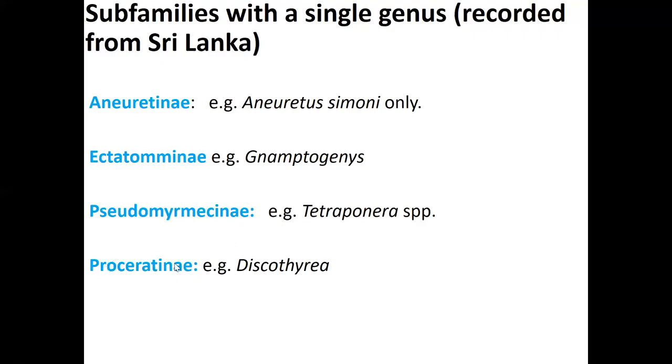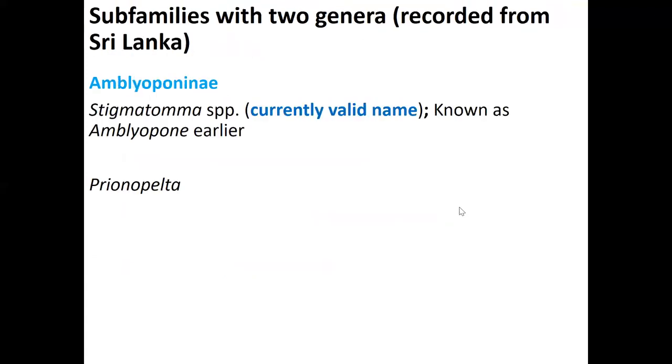And this one recorded in 2018, Proceratiinae, because only one Discothyrea specimen was found. But then it's not a very good specimen. But we found it, we confirmed it. So it's Discothyrea. That is the only genus found from Sri Lanka. So the subfamilies are Anuretinae, Ectatomminae, Pseudomyrmecinae, and Proceratiinae. They are only with a single genus.